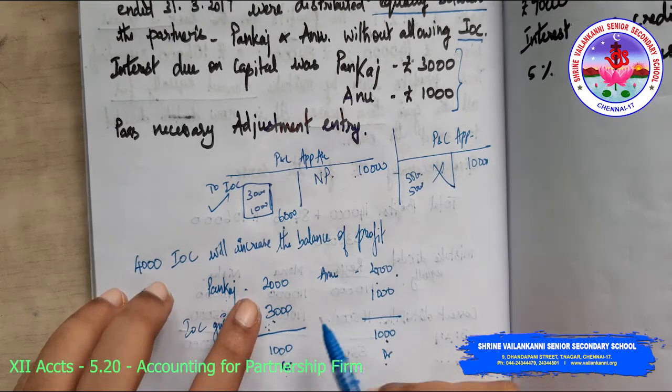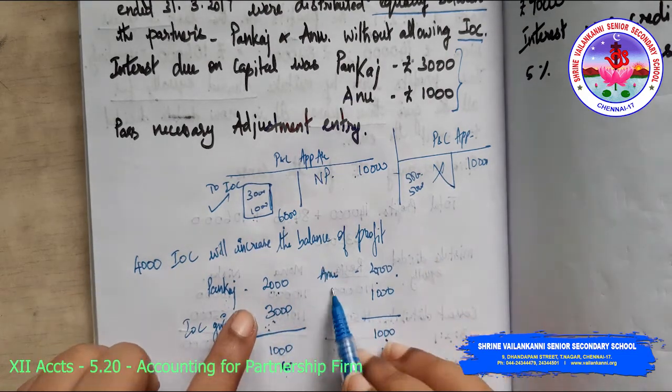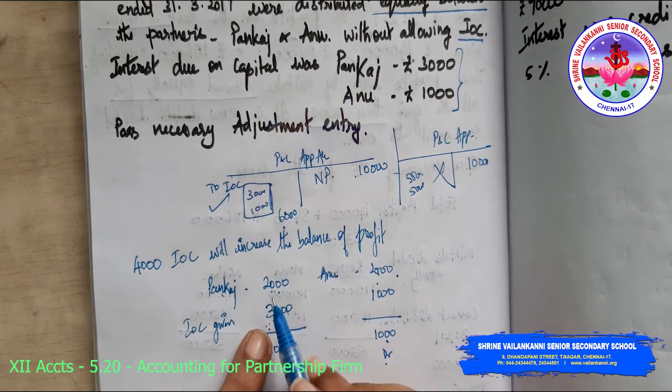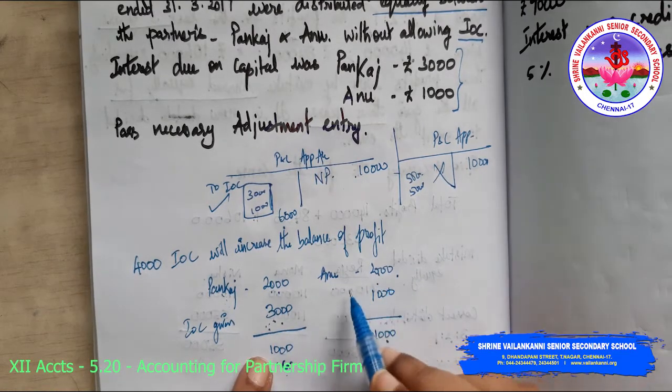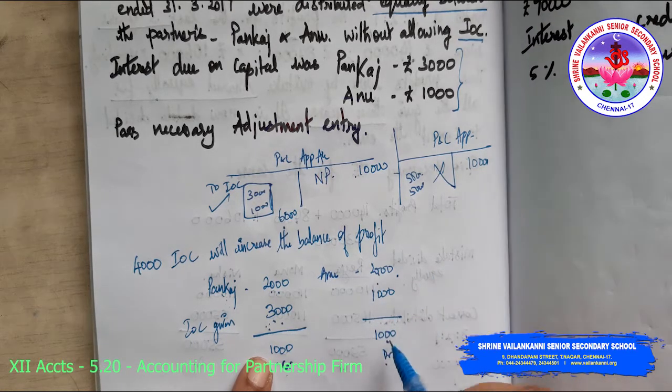So if you want, you can understand it this way. Pankaj 2000 he is having. Anu 2000 she is having. But interest on capital, how much Pankaj should get? 3000. So I am giving 1000 more. How much Anu should get? Only 1000. But she has got how much? 2000. So I am getting back this 1000.